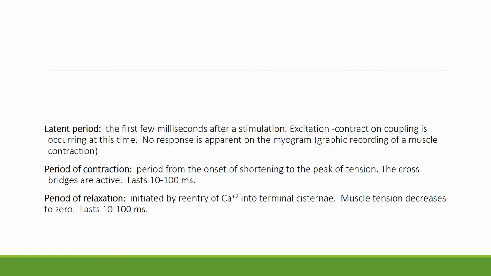Muscle twitch is the response of a muscle to a single brief threshold stimulus. The muscle contracts quickly and then relaxes. Here are the three phases of muscle twitch.